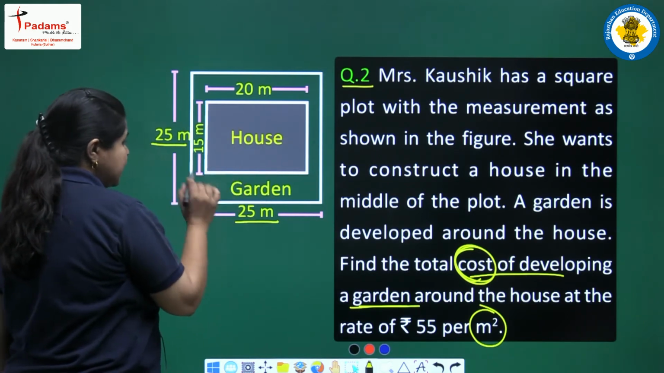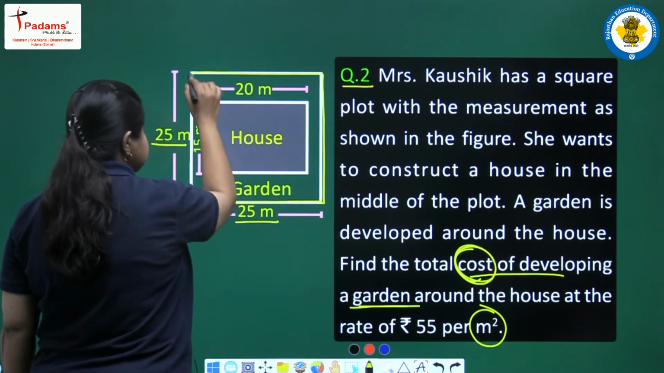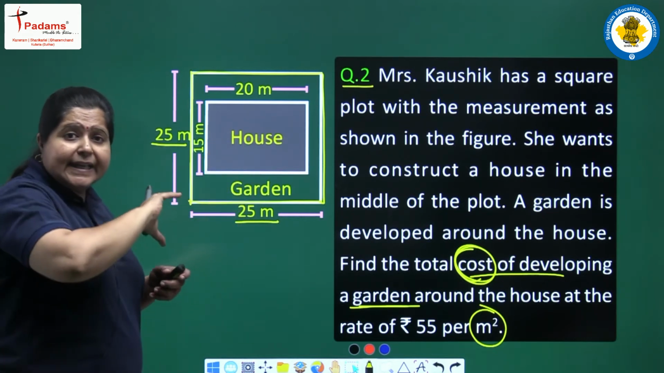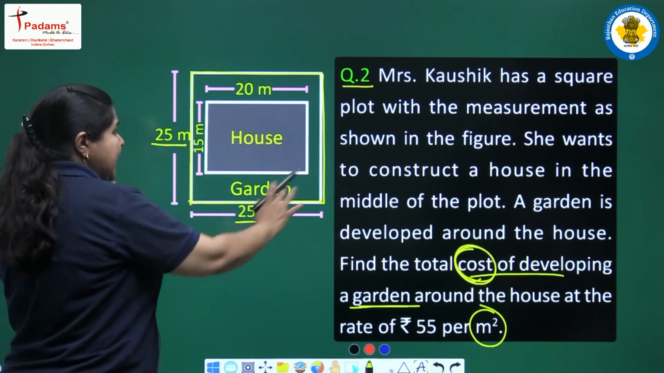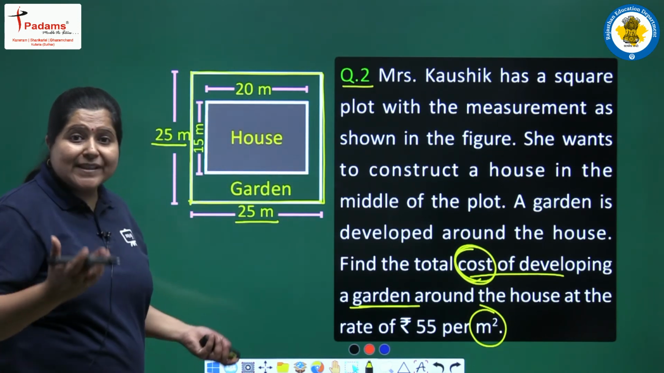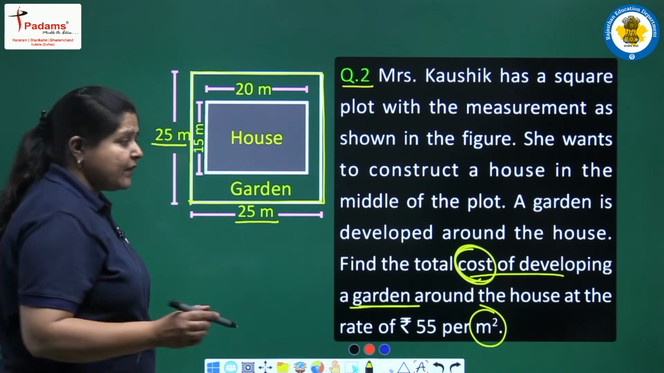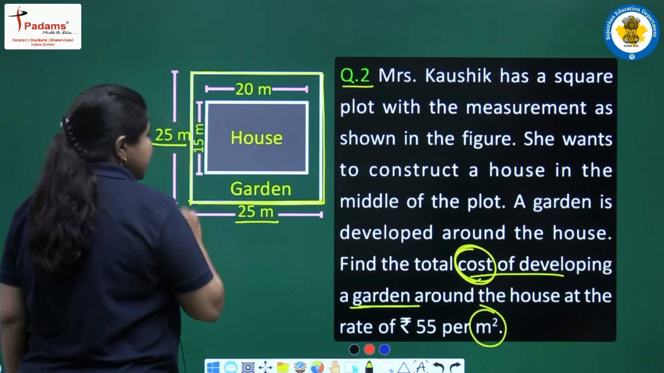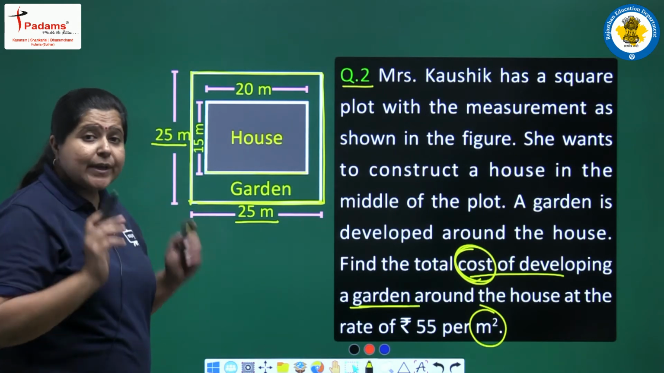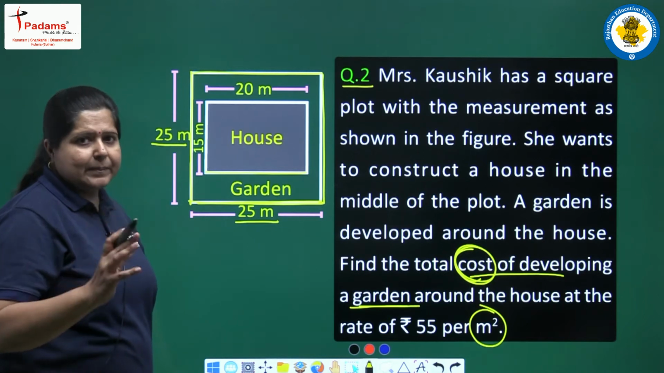अब एरिया ऑफ गार्डन कैसे मिलेगा, तो आप देखिए यहाँ पर एक तो ये स्क्वायर प्लॉट है, पहले हम इसका एरिया फाइंड आउट कर सकते हैं। और इस स्क्वायर में से ये जो शेडेड पार्ट है हाउस का, उसका एरिया सब्ट्रैक्ट कर दीजिए, तो जो बचेगा वो ऑब्वियसली द एरिया ऑफ द गार्डन होगा। So first here we will find the area of the square plot, then we will find the area of the house, and then we will subtract these two areas to get the area of the garden, and then we will be finding the cost of developing the garden.